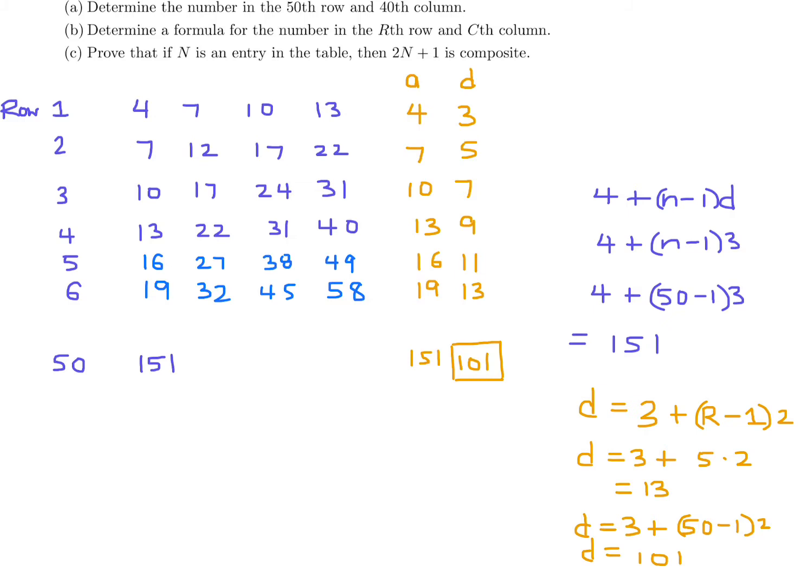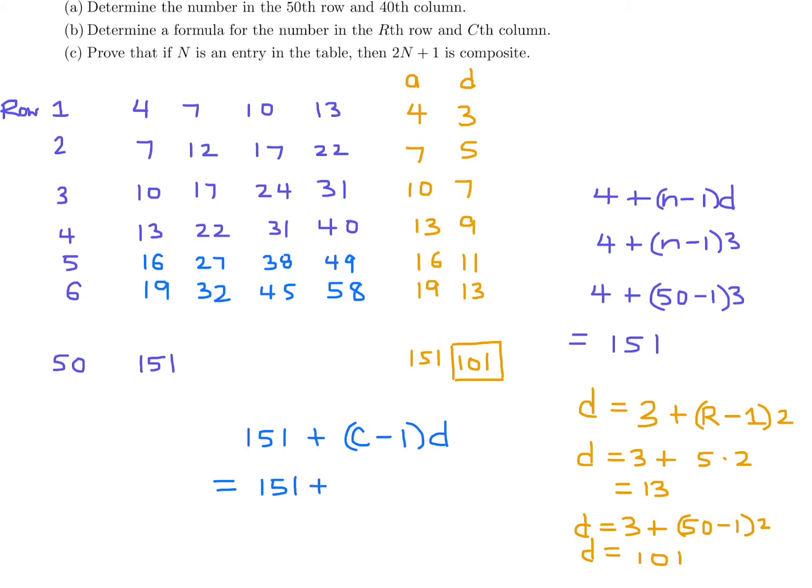All right, so far so good. Now I am interested in the 40th column of this row. Well, every term in that row is of the following form: 151 plus the column number minus 1 times the difference, and the difference is d.